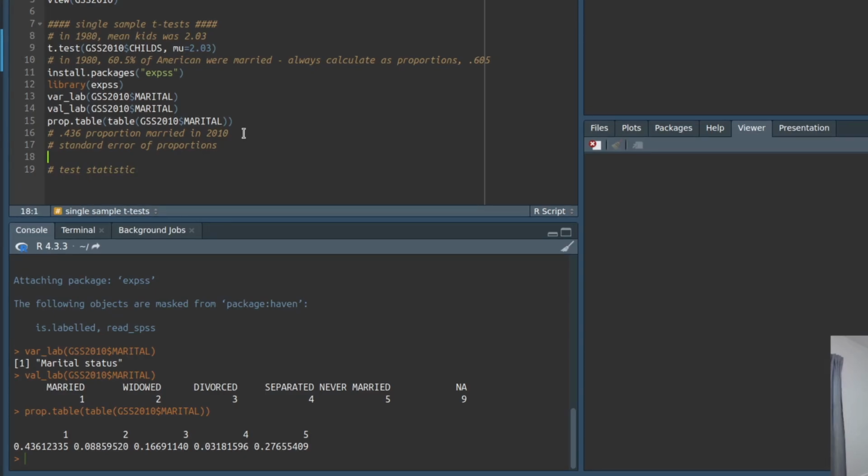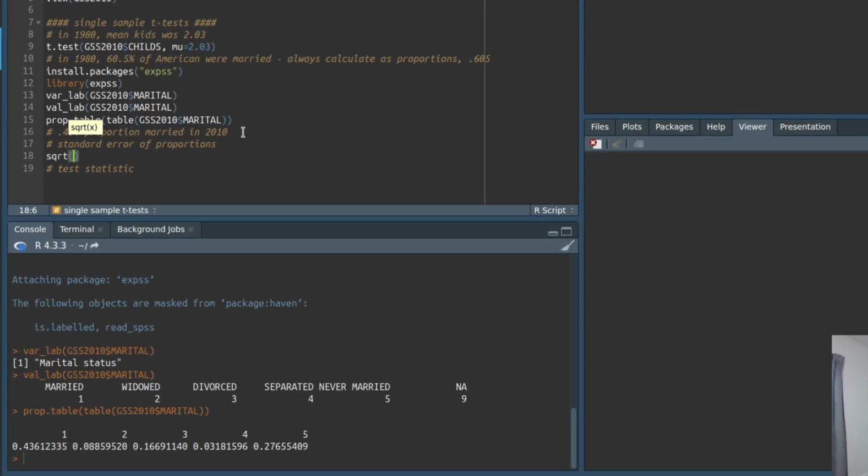To get our standard error of proportions, we have to do the square root of P sub s, the proportion of our success category. So P sub s in this case is this value right here, 0.436, multiplied by everybody else. I always like to do this as 1 minus P sub s, so that is everybody else. And then that is going to be divided by n, but we don't have n yet.